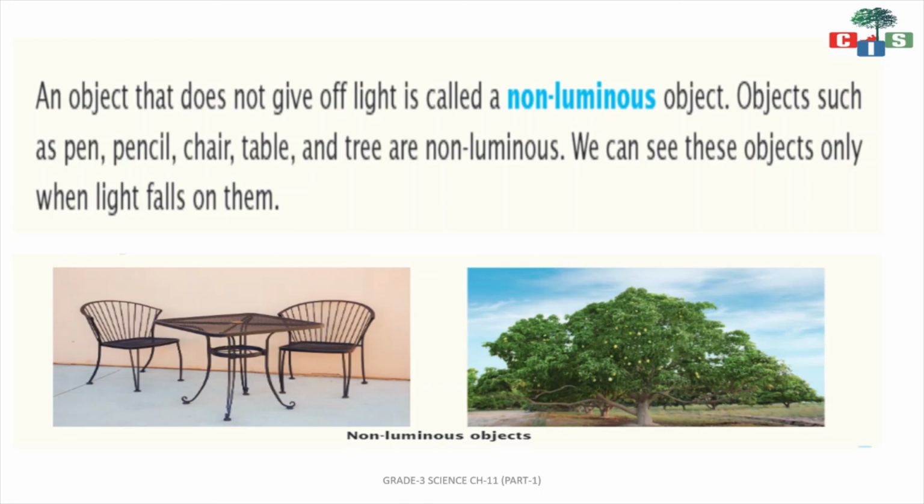There are so many examples of non-luminous objects, like our books, pencil, rubber. They don't give us light, so they are known as non-luminous objects. Objects such as pen, pencil, chair, table, tree are all non-luminous. We can see these objects only when light falls on them. Whenever light falls on these objects, then and only then are we able to see them.